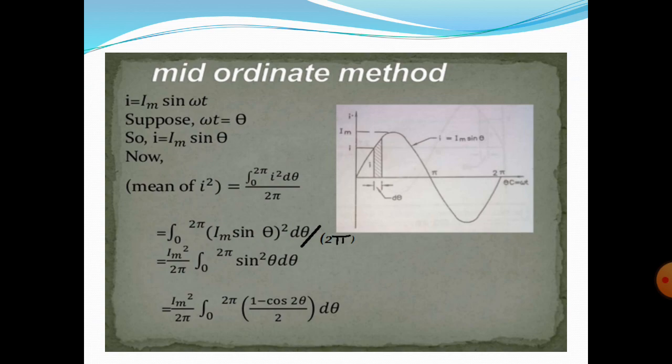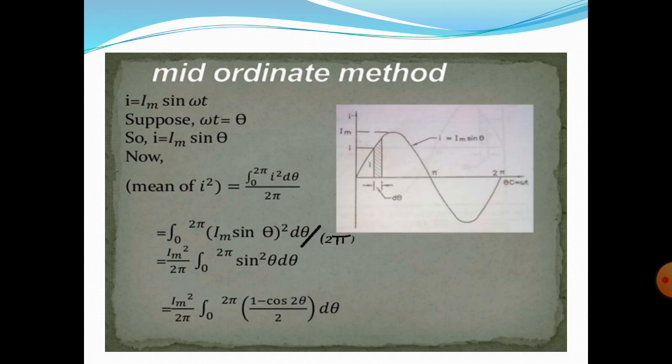Now mean of i square is equal to integral of 0 to 2 pi i square d theta divided by 2 pi. We substitute i is equal to Im into sine theta in the mean of i square equation. So we get integral 0 to 2 pi of Im into sine theta the whole square d theta divided by 2 pi. So we take out the constant term Im square divided by 2 pi, and we get Im square divided by 2 pi integral of 0 to 2 pi sine square theta d theta.